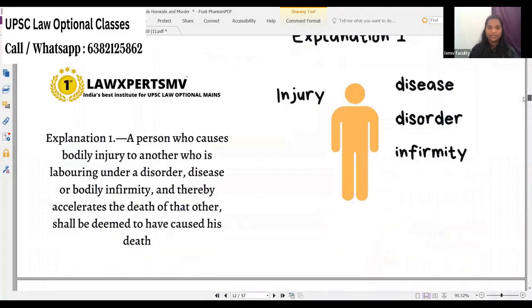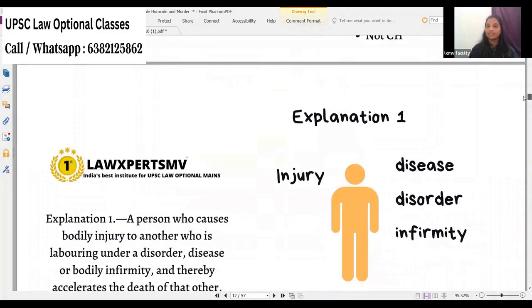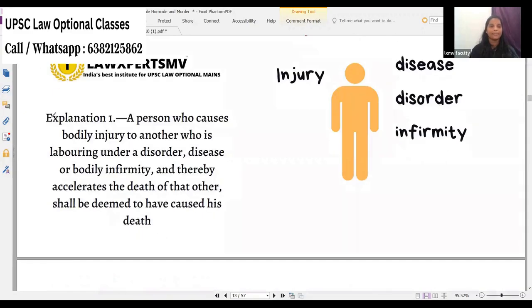Now we will go with case laws. Explanation after explanation, we'll go with case laws. I told you 299 has a main clause and then 3 illustrations. We have completed the illustrations. Now we go to the 3 explanations. First one, Explanation 1, I'll ask Vardha ma'am to read. Vardha ma'am, can you please read this? Yes, ma'am.